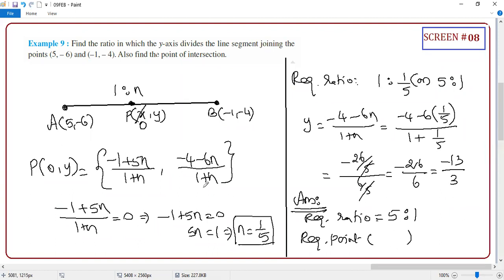Required point is what? 0, comma, minus 13 by 3. See here, how nice. So we have to keep it in... Decimal or what, sir? No. Keep it in the fraction, student. No problem. Don't change it to decimal.